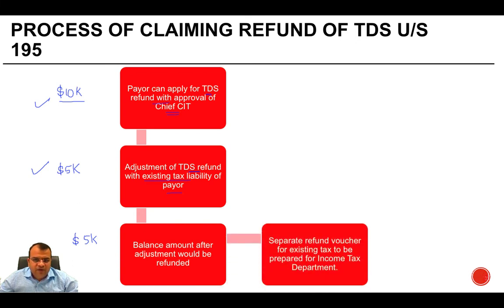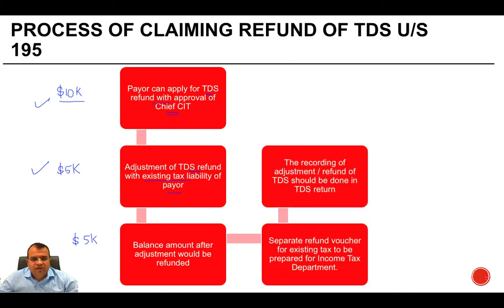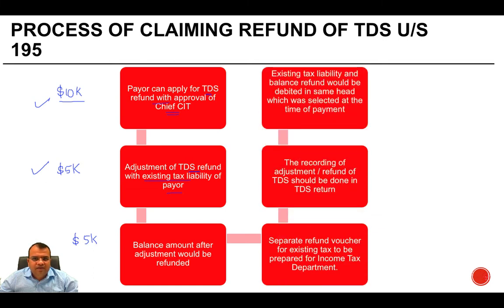A separate refund voucher for existing tax would be prepared by the income tax department. The recording of adjustment or the refund of TDS should be done in the TDS return, right? If you're getting a refund for that, then that has to be reflected in your TDS returns as well. Existing tax liability and balance refund would be debited in the same head which was selected at the time of payment.